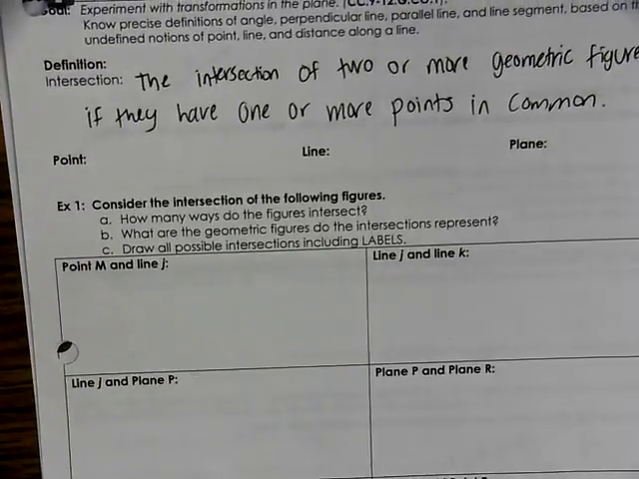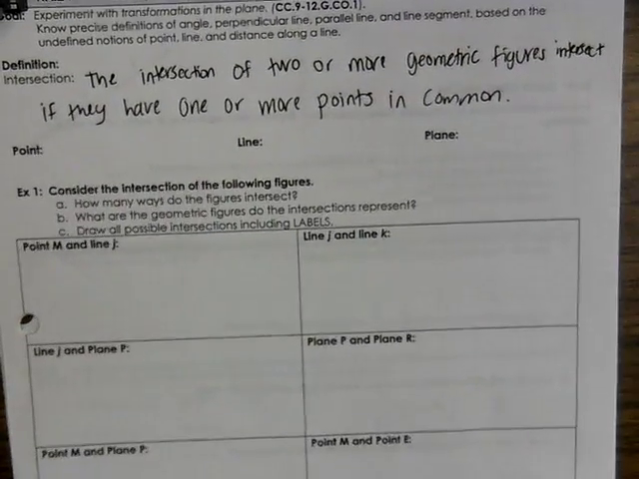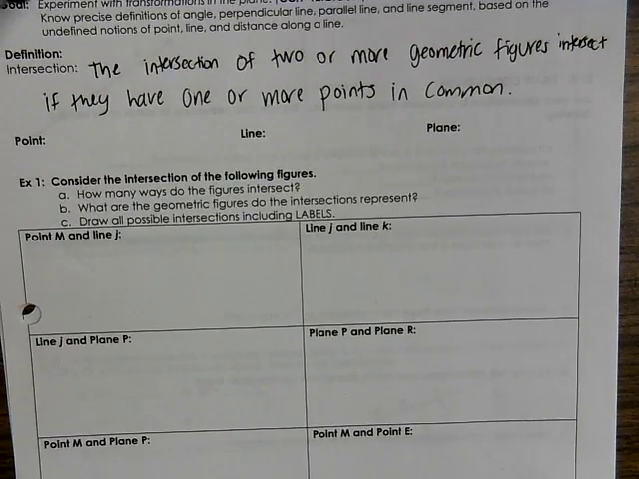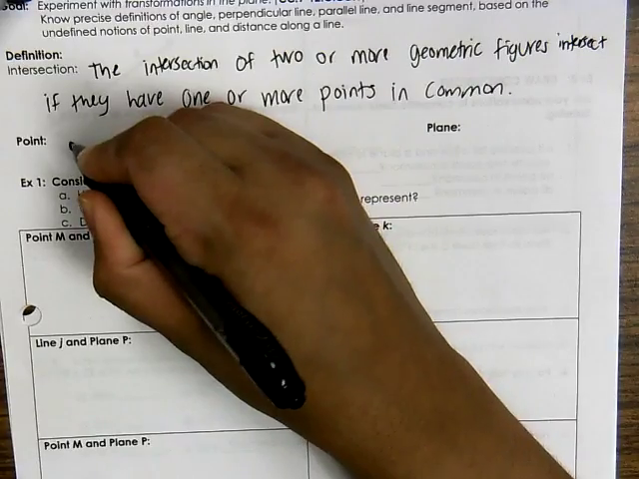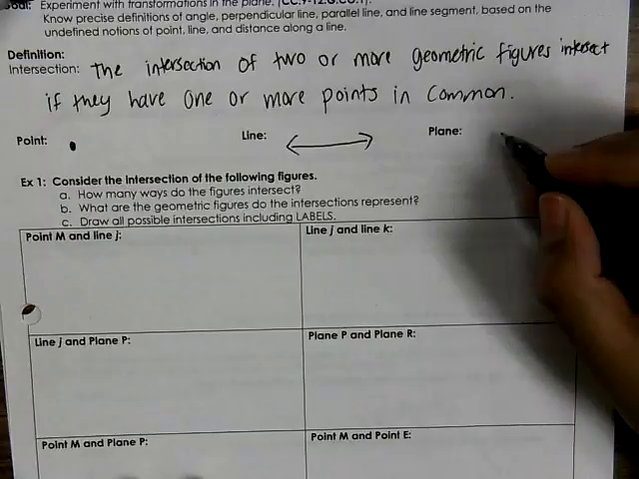Okay, so the different types of geometric figures that we deal with, sorry, let me zoom out for a second. The different geometric figures that we deal with and look for those intersections with are a point, a line, and a plane.